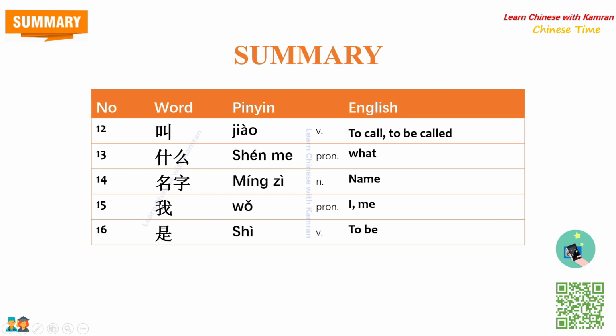我, another important word, it means I, me. So 我叫 something. Next is 是. So 我 is I and me, and 你 is you. 是 is to be, and it can be used as is, am, are. We will study this 是 in much more detail because it has many usages.